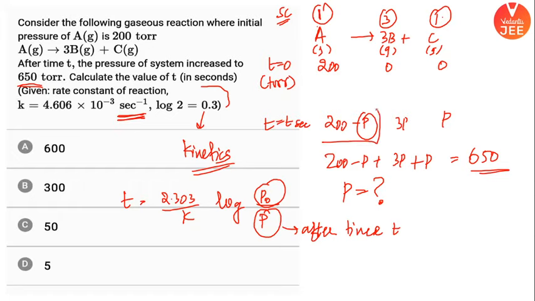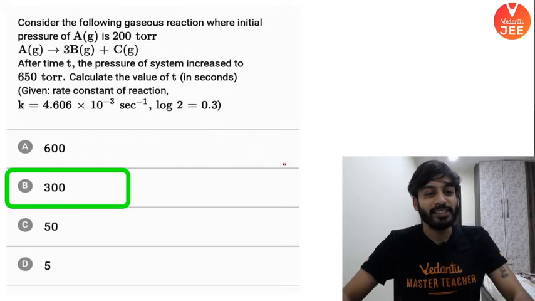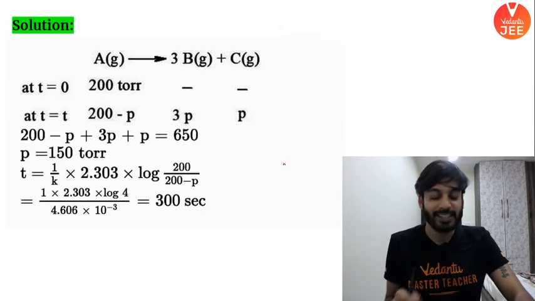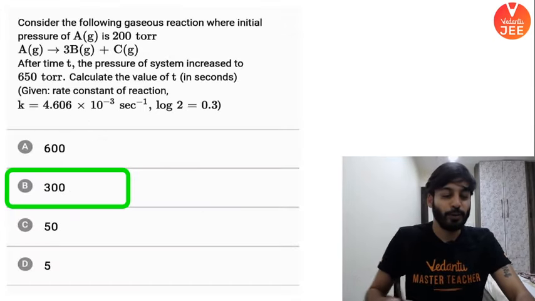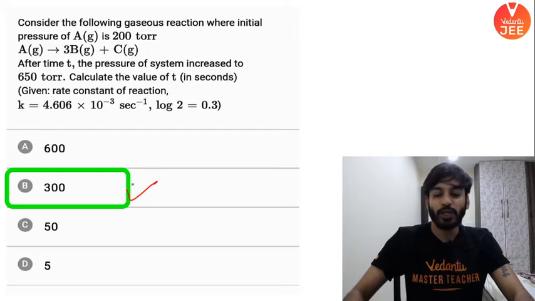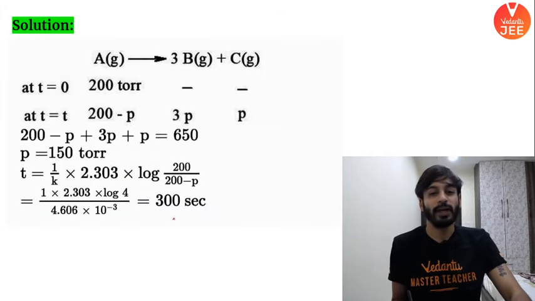What is the pressure after time t? It is nothing but 200 minus P. And what was the initial pressure? 200. So put all these things accordingly, and you will get the answer as option B. The complete method I have told you, when you do it, you will get option B. I hope it is clear.